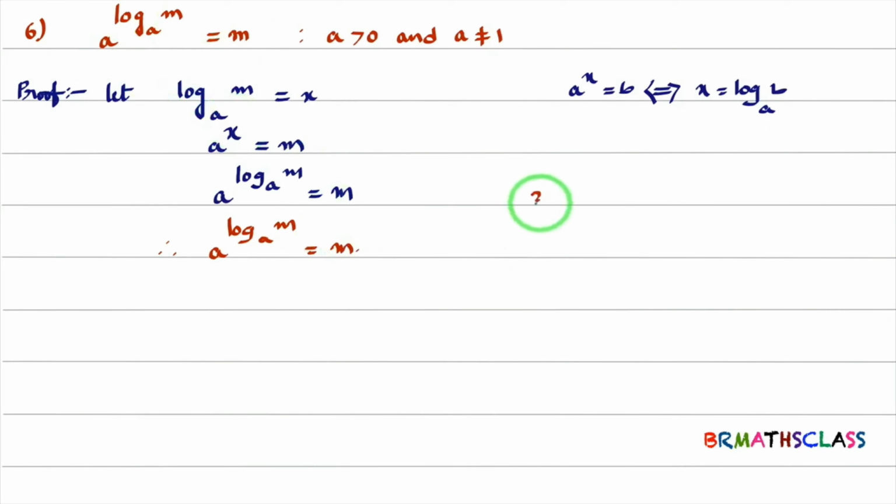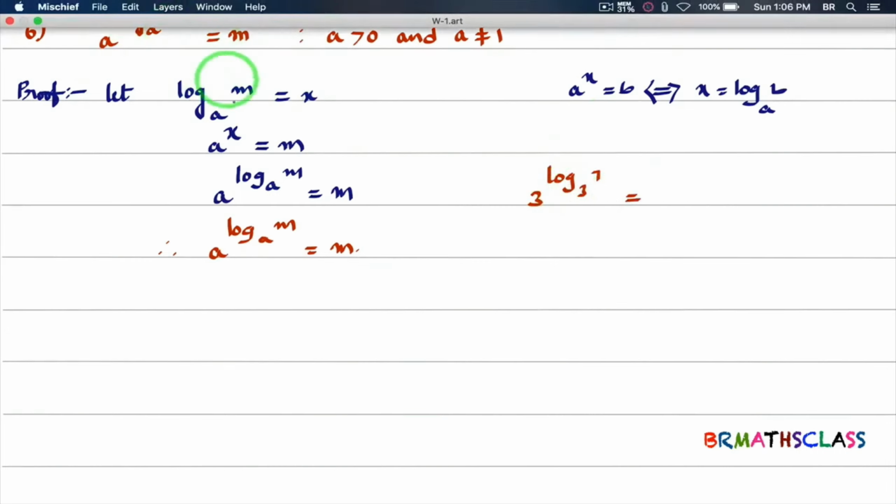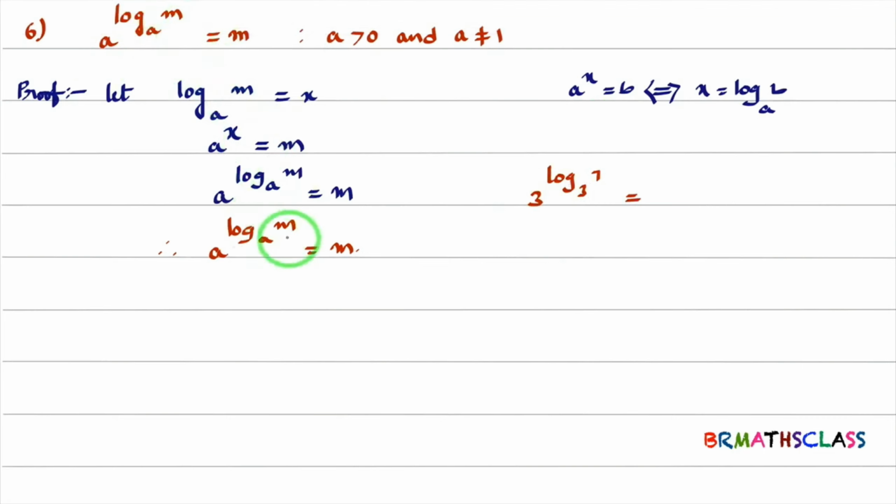It is a very simple proof, but we use this property very frequently. For example, 3 power log 7 base 3. If you want to calculate this value, by using this property, you can say its answer very easily. 3 power log 7 base 3. It is of this form, so the answer is 7. Now we will see the proof of the next property.